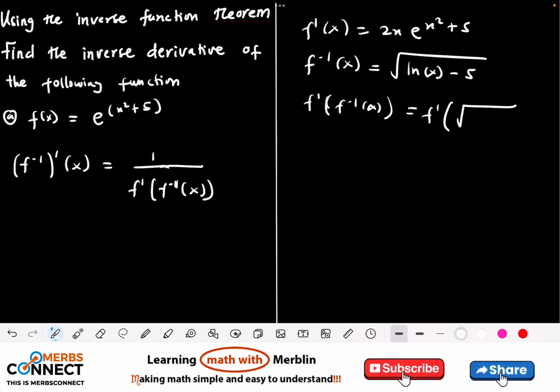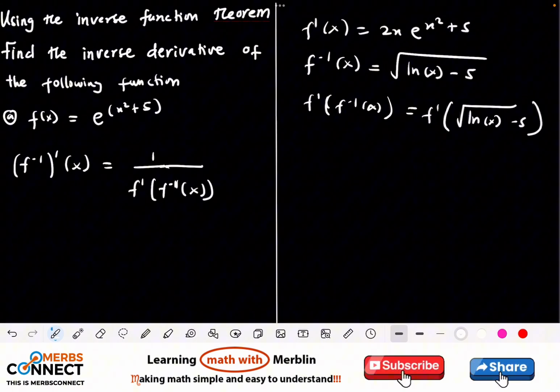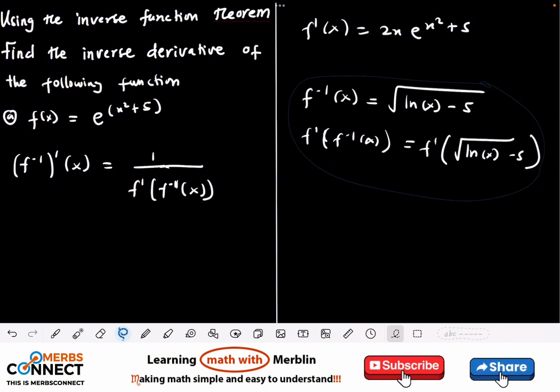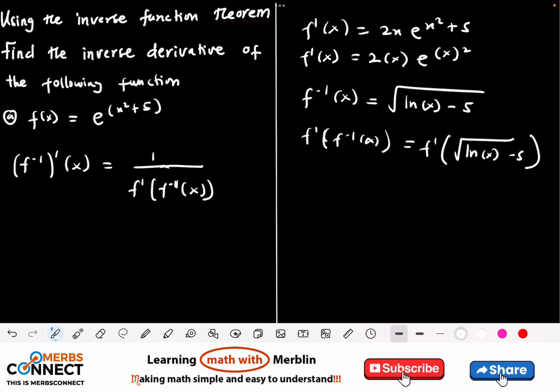F inverse is root of ln x minus 5. Good. So we are going to plug this, or substitute this, inside all the x functions. As we said, it's better for us to make sure we have all the functions in parentheses because our x here is in parentheses. So we need to make sure 2x e to the power x squared plus 5. So we can see that x is here, x is here, x is here.